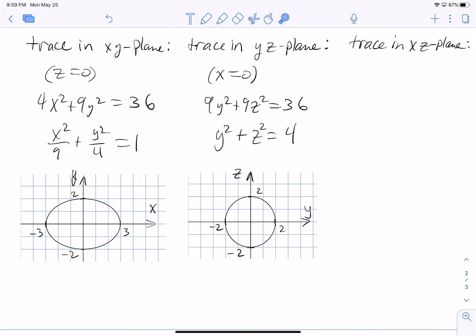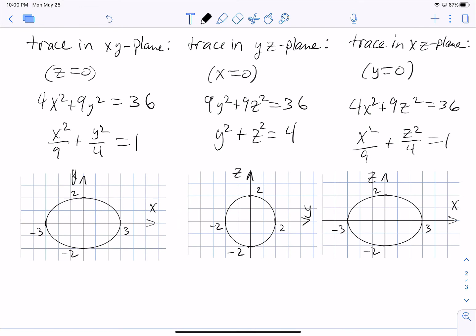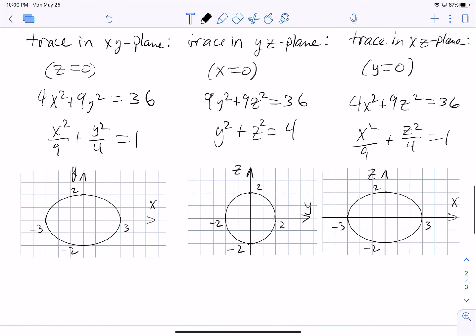And for the trace in the xz plane, we have y is equal to 0, and if y is equal to 0, then we have 4x squared plus 9z squared is equal to 36. We're back to an ellipse. x squared over 9 plus z squared over 4 is equal to 1. Now, how do we combine these into one shape in R3?